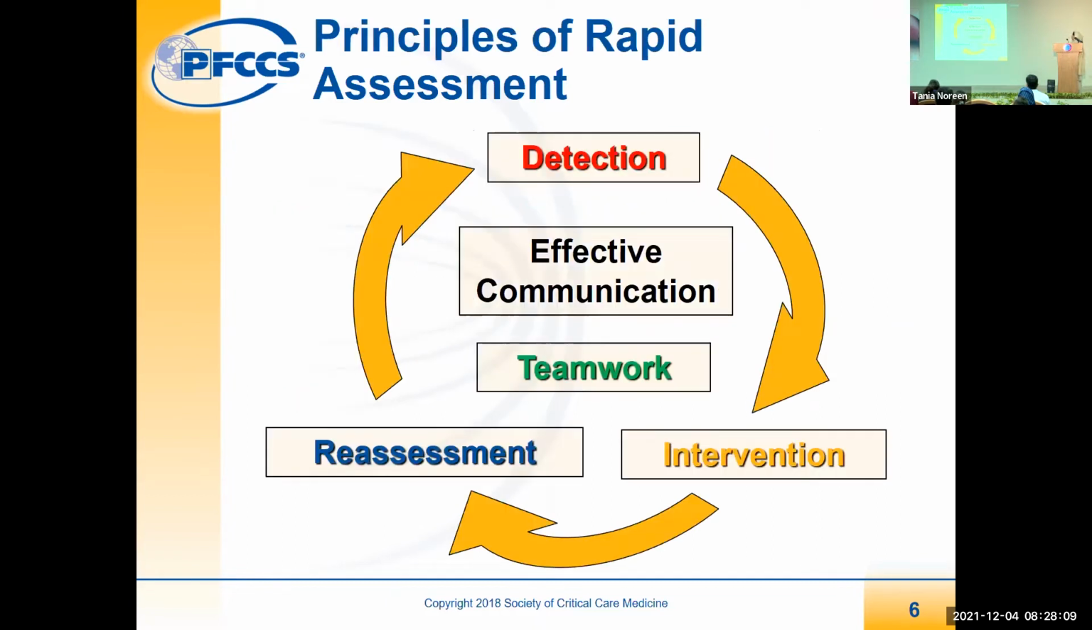Then this is the crux of this whole PFCCS. There are 3 steps: detection, intervention, reassessment, and there is a cycle of detection, intervention, reassessment. You detect, you intervene, reassess, and then again detection. And this cycle is strengthened by effective communication and teamwork. This is also really important. So you will have a team, you will know whom I have to involve, and along with them you will do this whole cycle.